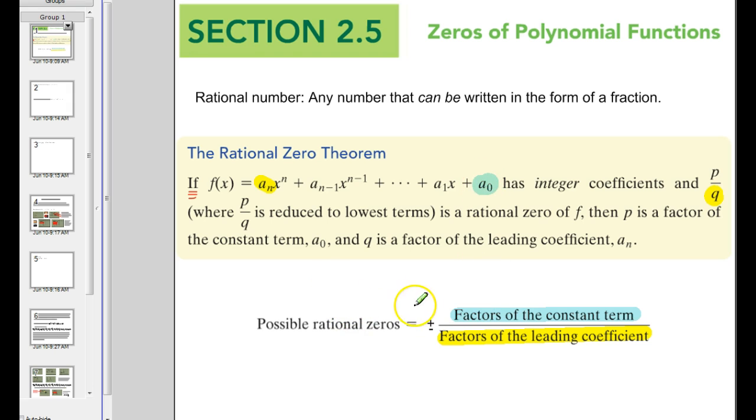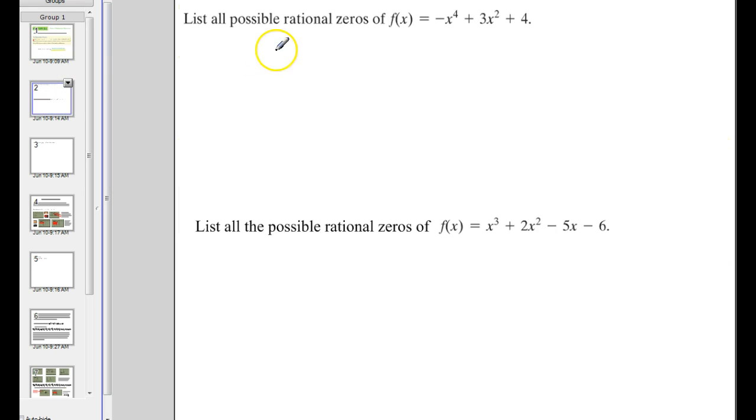Alright, so we're going to look at some examples of how to use this to come up with some possibilities. Now remember, these are possible rational zeros. These aren't the rational zeros. It's really important that you understand that too. We're finding potential candidates that make it equal to 0, not the things that definitely make it equal to 0. Alright, list all the possible rational zeros of this.